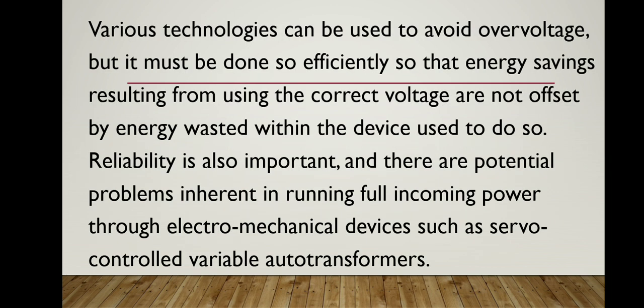Various technologies can be used to avoid over voltage, but it cannot always be done effectively, so that energy savings resulting from using the correct voltage are offset by energy wasted within the device used to do so. Reliability is also important, and there are potential problems inherent in running full incoming power through electromechanical devices such as servo controlled variable auto transformers.